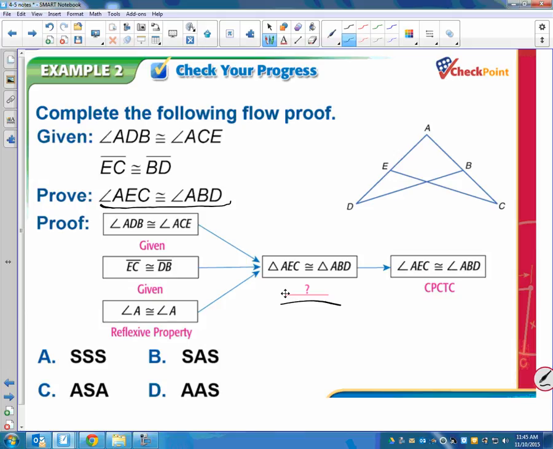Angle ADB, angle ACE, EC and DB, and angle A, just like our last one. So it's two angles and the side not included, because if it was angle, side, angle, it would have to be that side over there. So it has to be angle, angle, side.